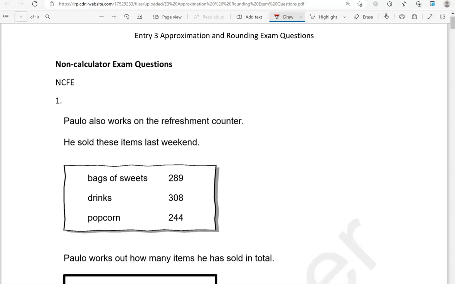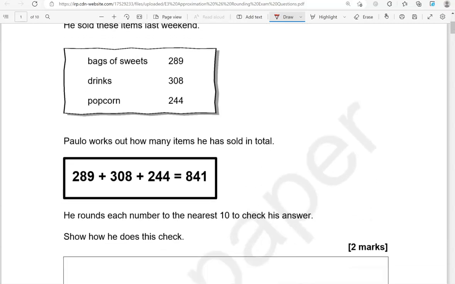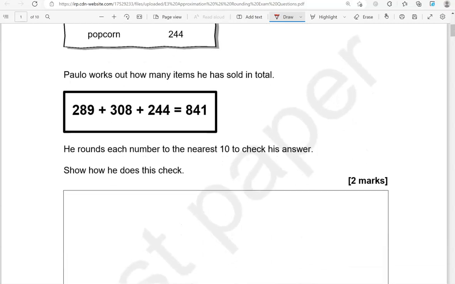Here is the first question. Paolo also works on the refreshment counter. He sold these items last weekend. Bags of sweets, 289. Drinks, 308. Popcorn, 244. Paolo works out how many items he has sold in total. 289 add 308 add 244 equals 841. He rounds each number to the nearest 10 to check his answer. Show how he does this check.